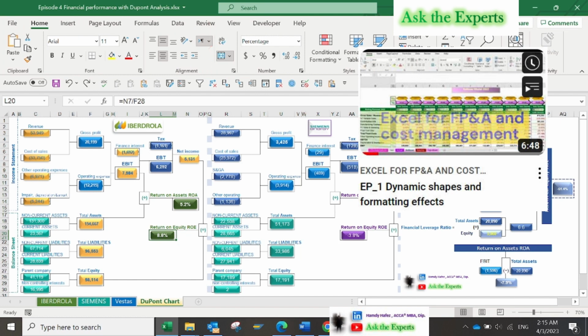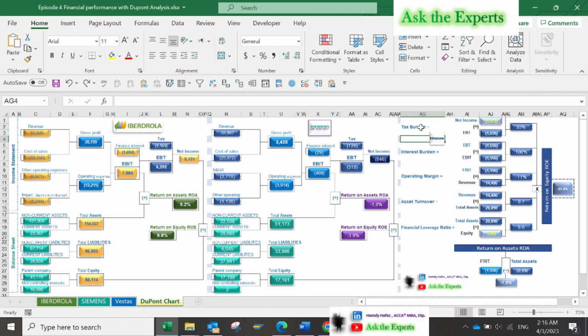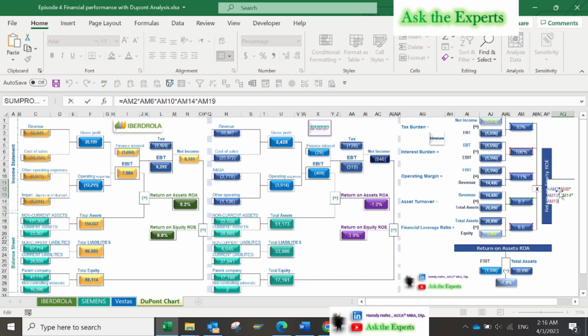Another way of summarization I have used is by applying it to our third case study of Vestas, by applying the 5 steps DuPont analysis: the tax burden, the interest burden, the operating margin, the asset turnover, and finally, the financial leverage ratio. Also, the calculation of the return on assets, or ROA.